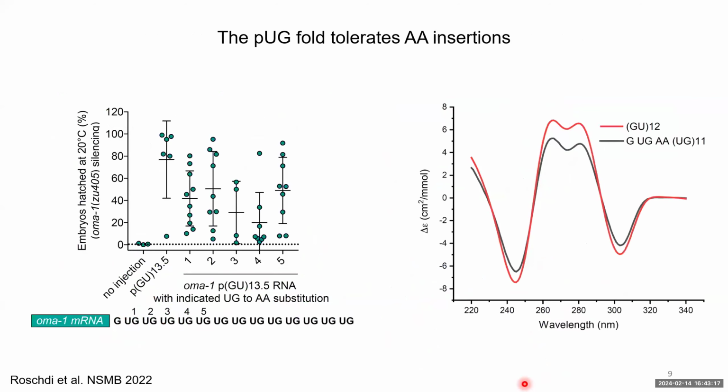We were then able to show that these PUG4s can tolerate AA insertions, done first in vitro using circular dichroism. We were able to show that an AA insertion into this GU12 RNA did not change any of the major peaks of the PUG4. And interestingly enough, when you injected these modified RNAs back into the C. elegans silencing systems, you see that they are still able to induce silencing, meaning it's not just sequence composition. It really is further proof that it's the specific structure that's promoting silencing.